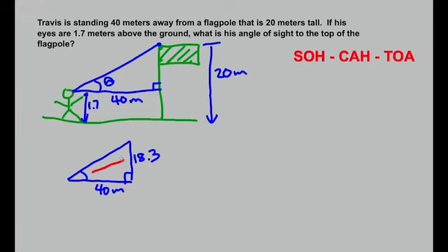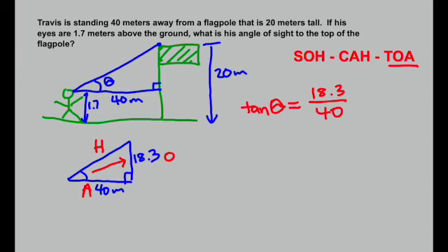So if I look directly across, I get opposite. If I look across from my right angle, I get my hypotenuse, and this is my adjacent. So clearly we have information about opposite and adjacent, so that's going to be tangent. So we are going to say tangent of some mystery angle is equal to 18.3 over 40.